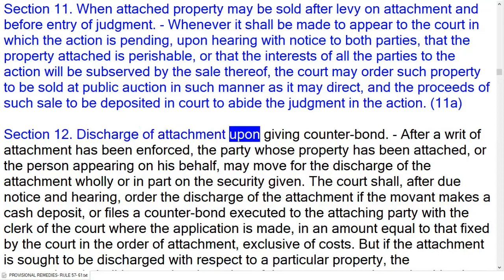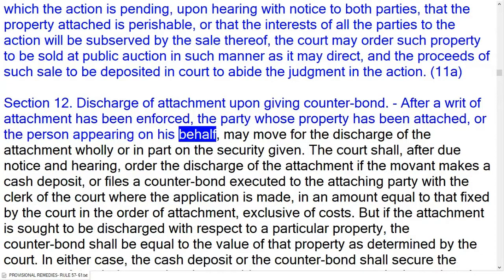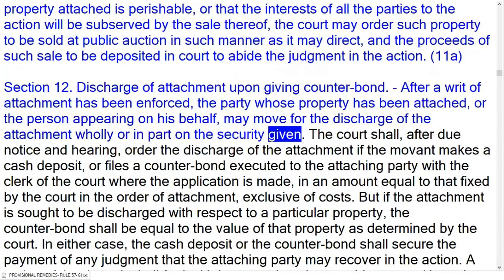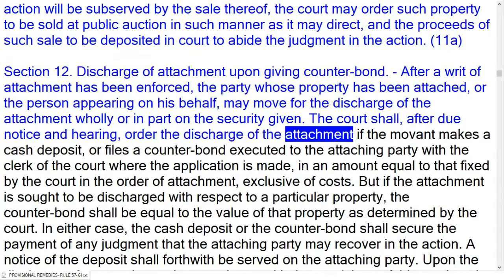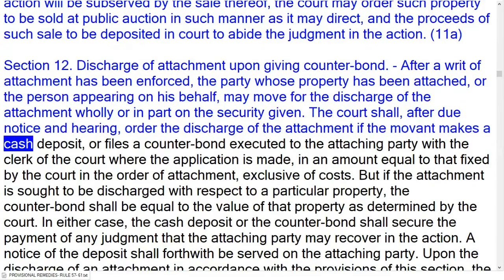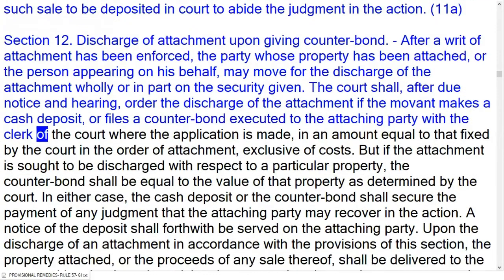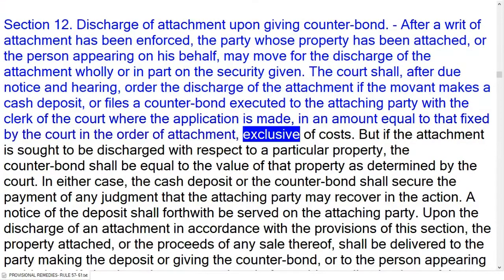11a. Section 12. Discharge of attachment upon giving counter bond. After a writ of attachment has been enforced, the party whose property has been attached, or the person appearing on his behalf, may move for the discharge of the attachment wholly or in part on the security given. The court shall, after due notice and hearing, order the discharge of the attachment if the movant makes a cash deposit, or files a counter bond executed to the attaching party with the clerk of the court where the application is made, in an amount equal to that fixed by the court in the order of attachment, exclusive of costs.